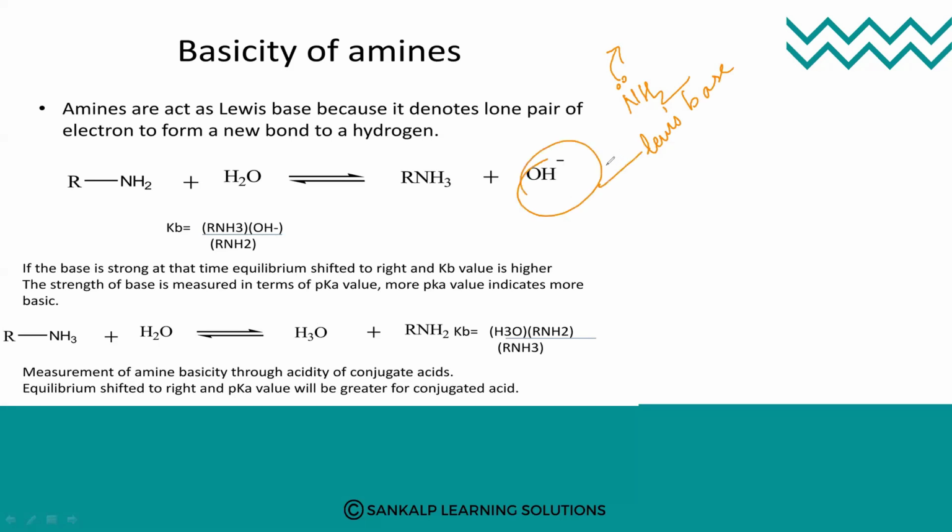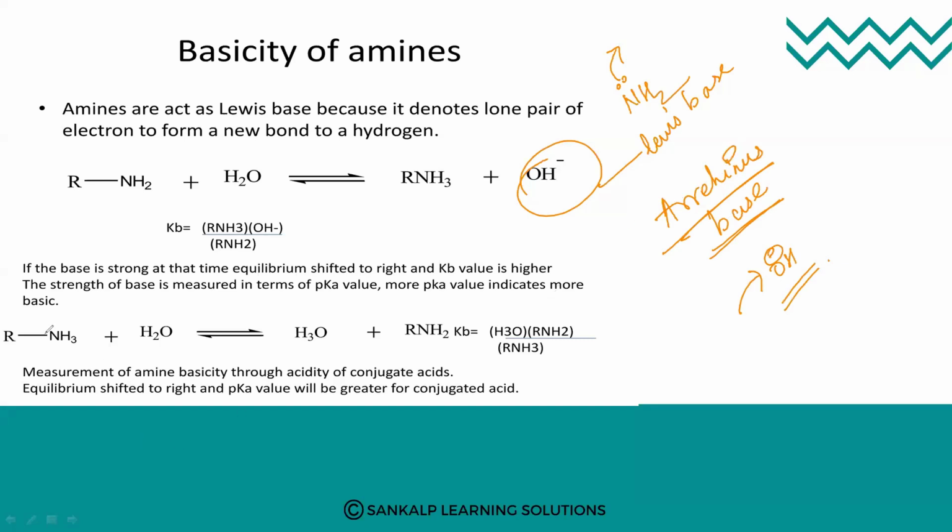So you can see they can produce OH minus ions. So this is called an Arrhenius base. They also act as Arrhenius bases. We have studied this Arrhenius concept in the ionic equilibrium chapter, in your first year. What do you mean by Arrhenius base? They have the tendency to give OH minus ions. When they have a tendency to give OH minus ions, then they are acting as an Arrhenius base.